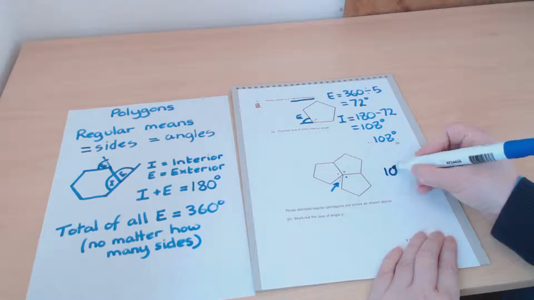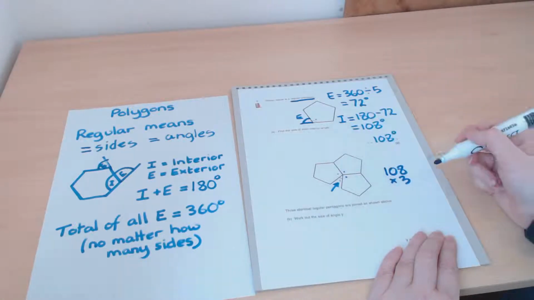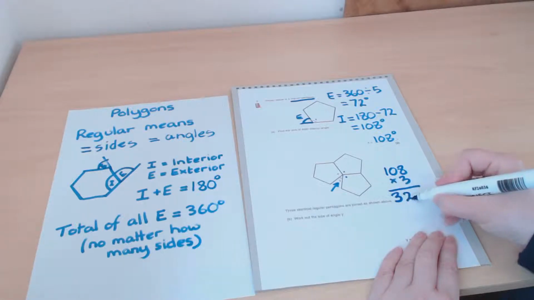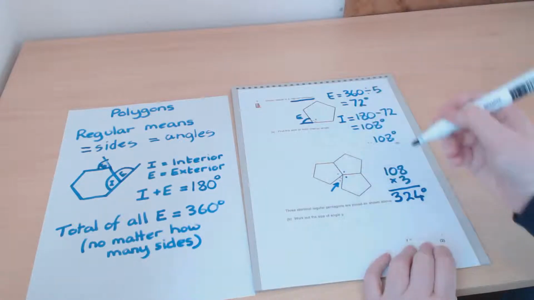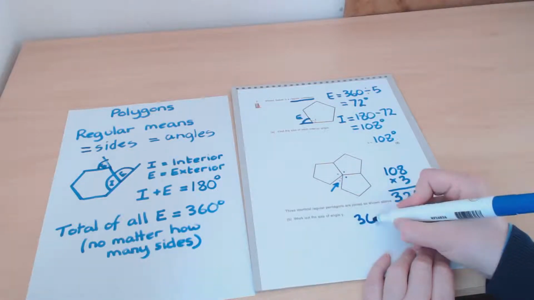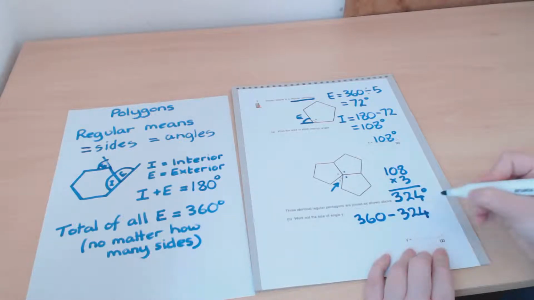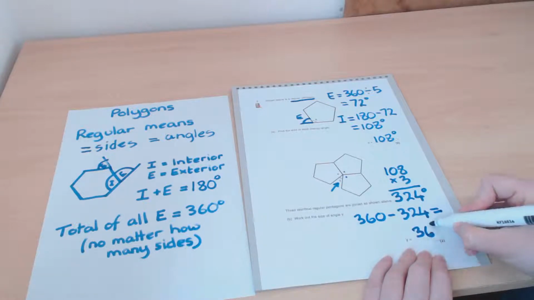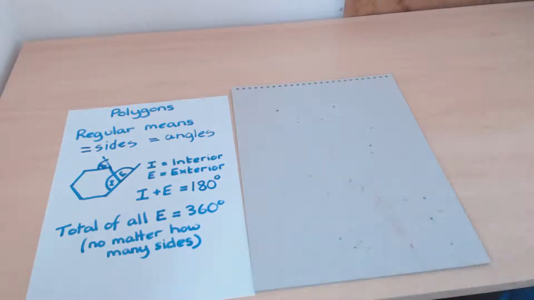So we want 108 times 3 so that we can add up these 3. So that's going to give us 324 degrees. So this angle here is what we're going to get when we do 360, take away 324, and that's going to give us 36 degrees. Let's look at a couple more examples.